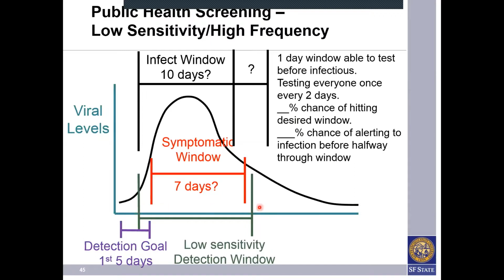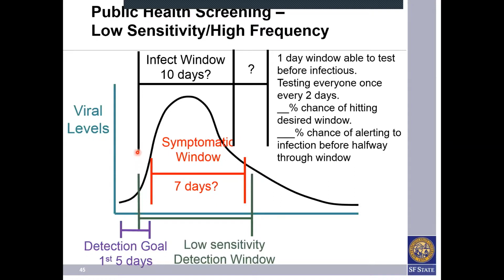It's got lower sensitivity. Some of them maybe as low as like 50%. So it's not going to detect it as early. It's only going to detect it during this window between maybe right around when they start becoming contagious, and maybe stops right around when they are no longer contagious. But what if you're able to do it every day or every other day, once every 2 days?